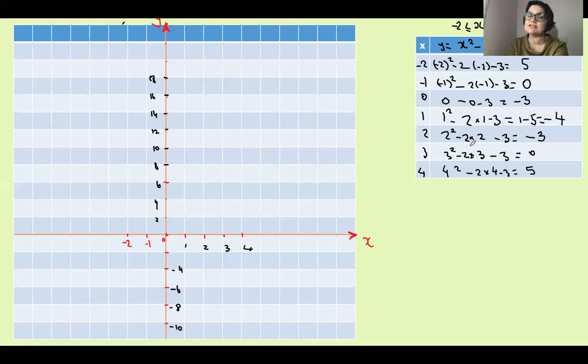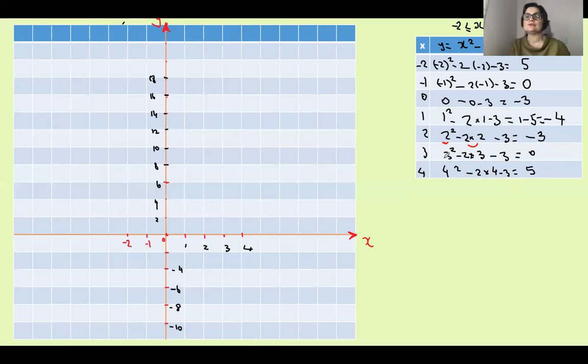So we do the multiplication first, power, multiplication, and then minus 3. Follow BIDMAS. The answer will be minus 3. And after substituting 3 into x to the power of 2 minus 2x minus 3, the answer is 0. For 4 to the power of 2 minus 2 times 4 minus 3, the answer is going to be 5.